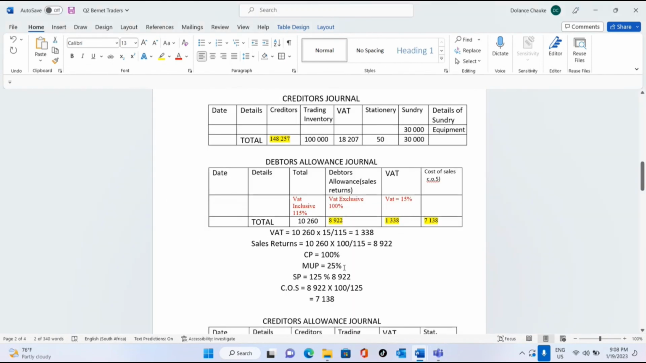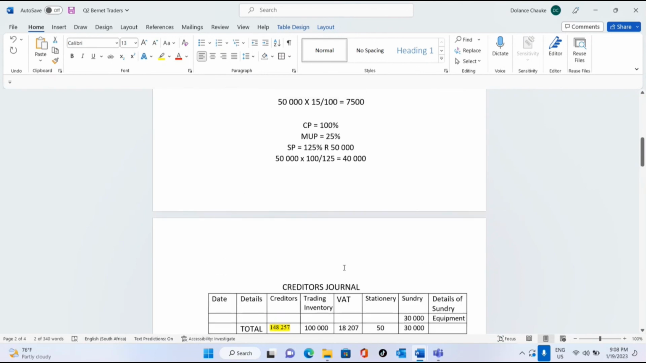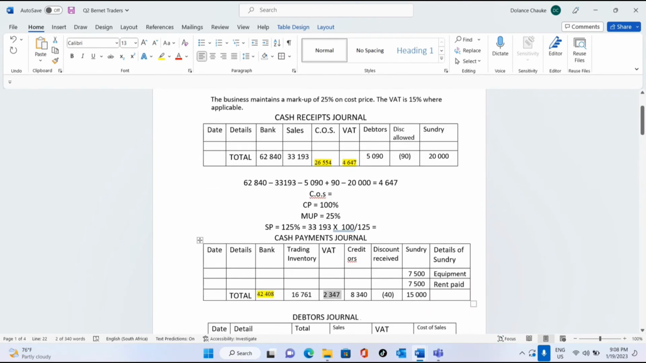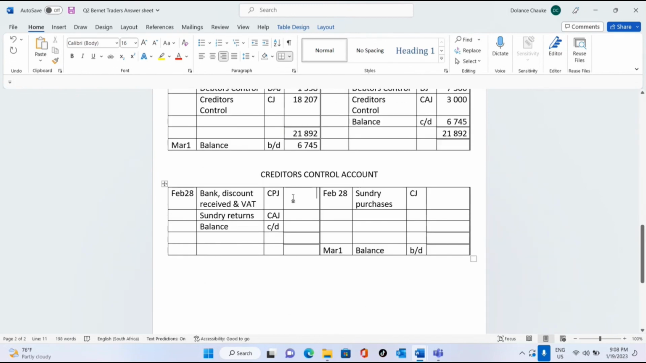I might be talking about something that you do not understand yet, but you will understand. Let's go to our answer sheet. Basically, we're going to look at our cash payment journal first. Our creditors under the cash payment journal is 8340. So we're going to take that 8340 here.